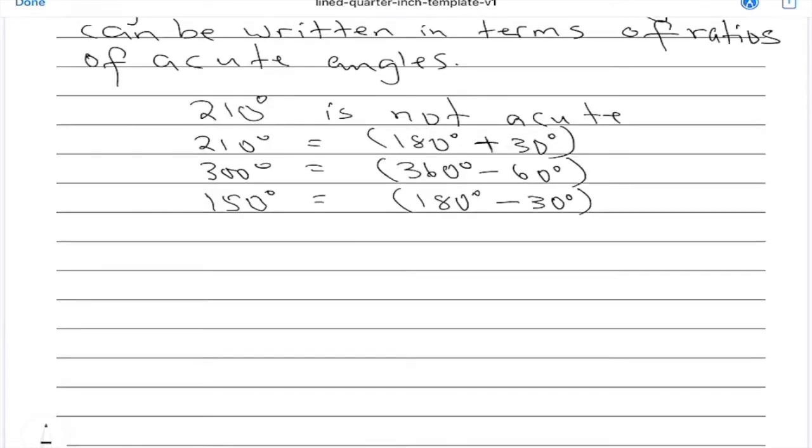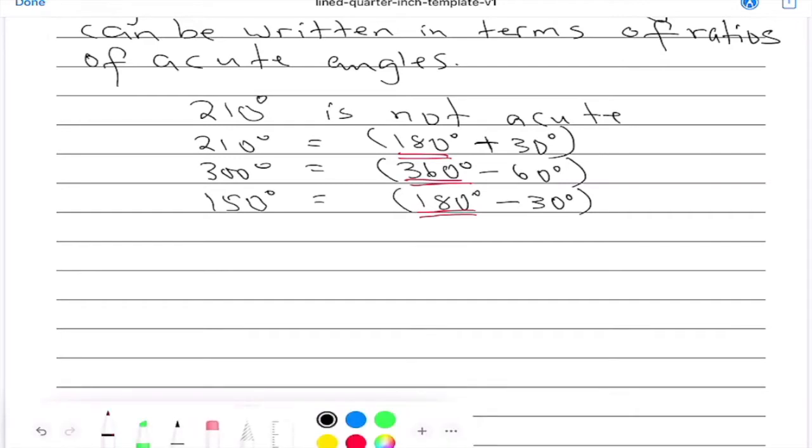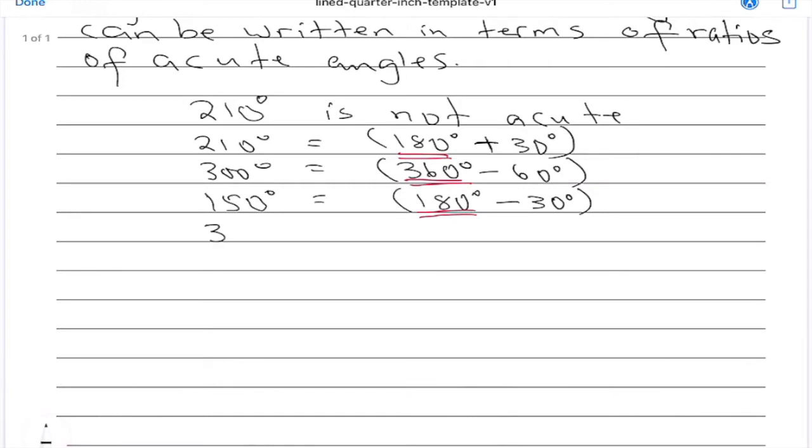And so the form that we want, I'm interested in 180 degrees and 360 degrees for now. You will notice here I said 180 plus 30, I said 360 minus 60, I said 180 minus 30. I can actually add one more. Take, for instance, 370 degrees. So 370 degrees can be written as 360 plus 10. So I want us to use 180 degrees for now and 360 degrees.